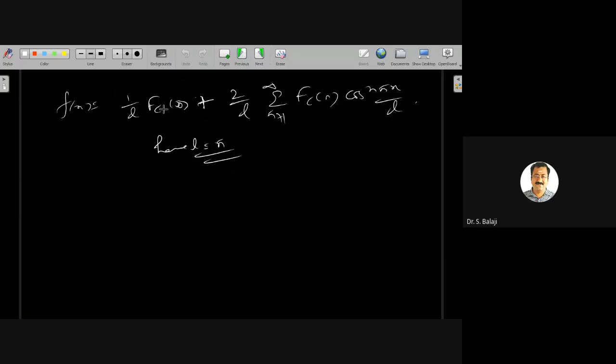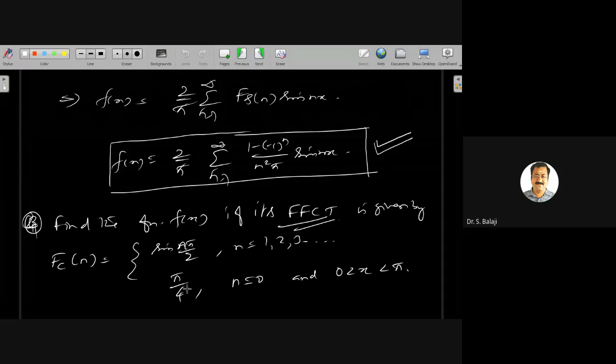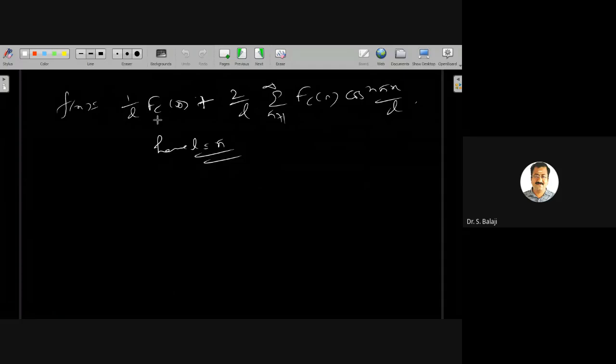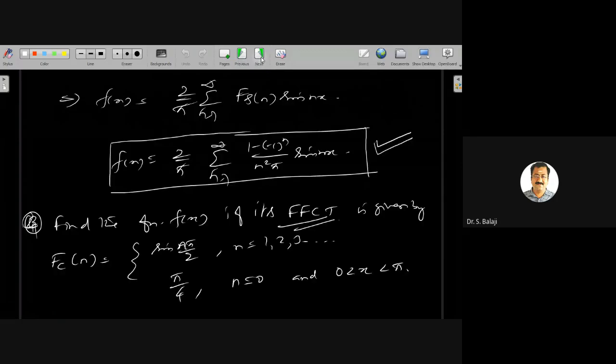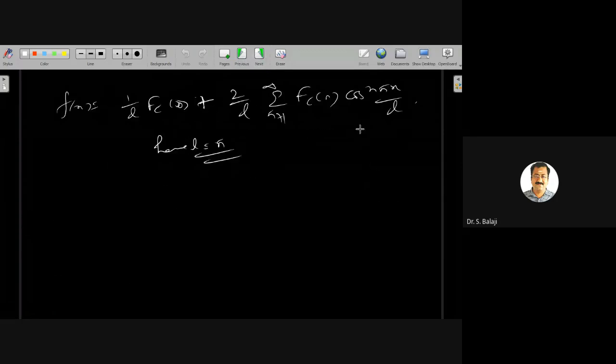With L equal to pi, f of x equals 1 by pi Fc of 0 plus 2 by pi summation Fc of n cos n x. Fc of 0 is pi by 4, for n equal to 0, and for n equal to 1, 2, 3 use sin n pi by 2. The pi cancels, giving 1 by 4 plus 2 by pi summation n equal to 1 to infinity of sin n pi by 2 cos n x.